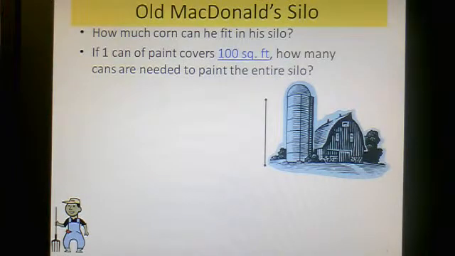So I'm going to jump to the old McDonald problem, one class didn't do it. If you need to fast forward, if you're in period 1, you want to fast forward. If you're in period 2, you want to try this one.